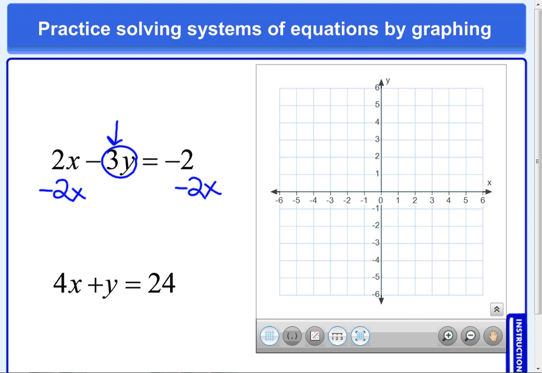Pardon? Yeah, because it was the same question. Didn't realize that. Okay. What am I going to be left with here? Paris, what am I going to be left with? This is going to go away. What's still here? Negative 3 what?